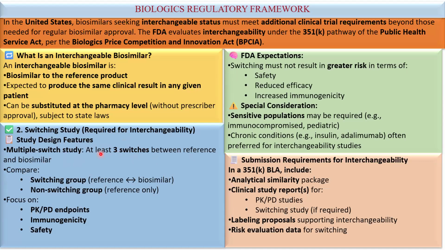interchangeable product, and we have to prove it gives comparable efficacy. So we have to do a comparative study also: a switching group, reference versus biosimilar, and a non-switching group, reference only. The study especially focuses on PK, PD, pharmacodynamics, clinical endpoints, immunogenicity, response, and safety. So this is how we have to generate it. Even though these studies will be there, a switching study will not be there in biosimilars. It is an additional requirement to claim the product as interchangeable.